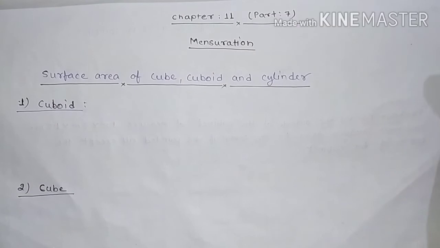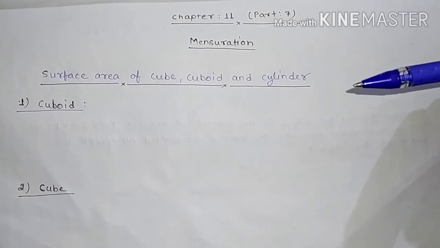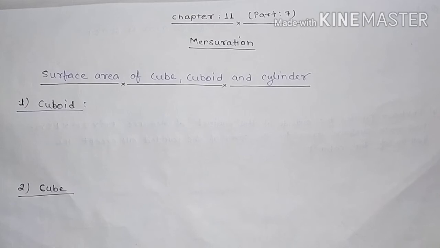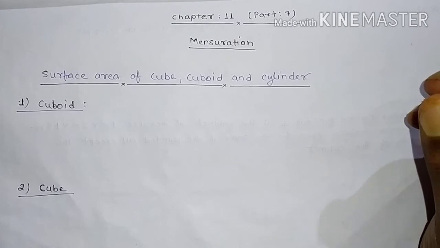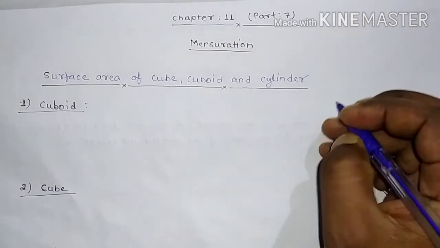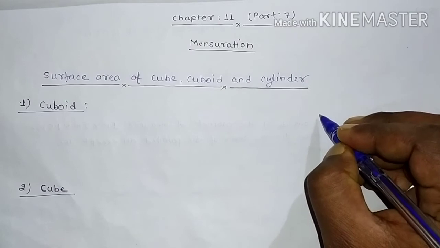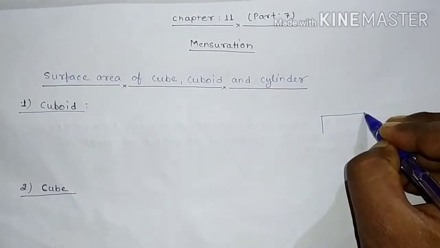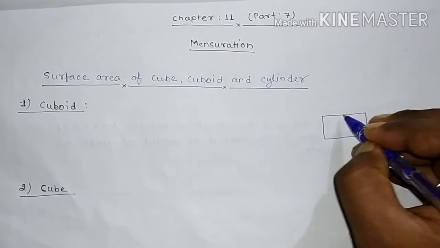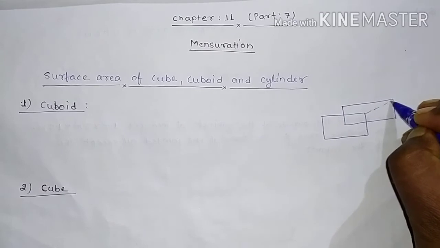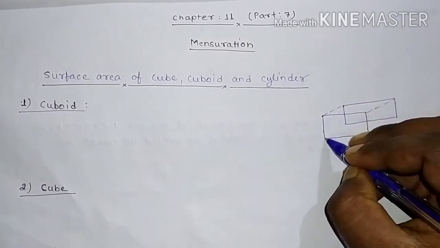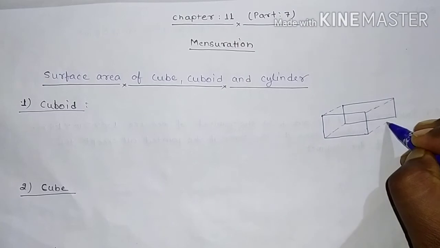What is a cuboid? In this part we will discuss the surface area of a cuboid and the lateral surface area of a cuboid. First of all, we have already discussed that a matchbox is an example of a cuboid. So here I am going to draw a cuboid. This type of shape is known as a cuboid. This is the shape of a matchbox also.